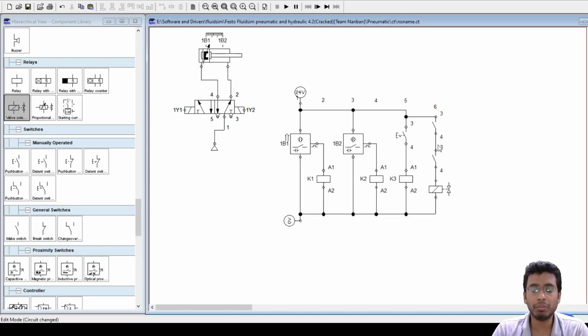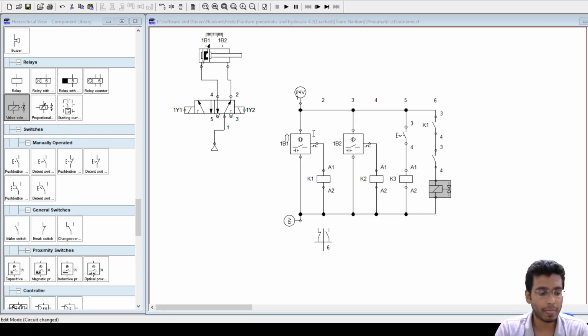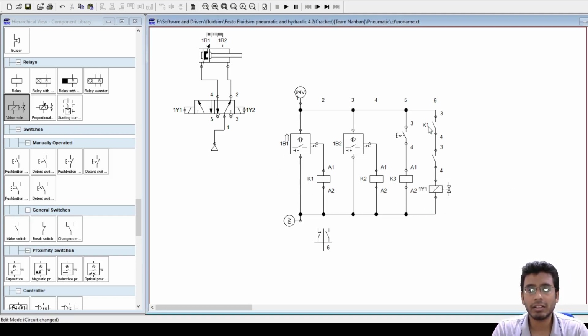So what should be the name of these? Fine. What should be the relay? One should be my K1 relay here. What should be my other condition for extending my 1Y1 valve here? One is your K1, the other should be your K3.